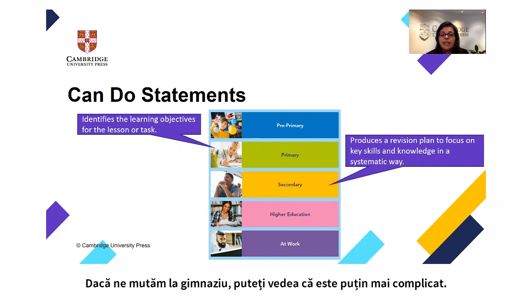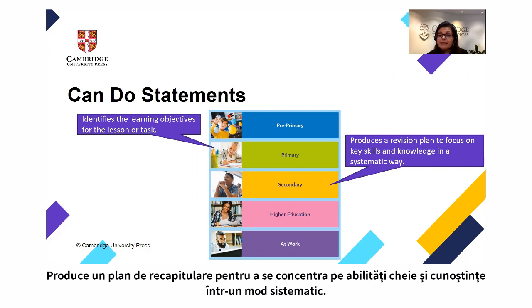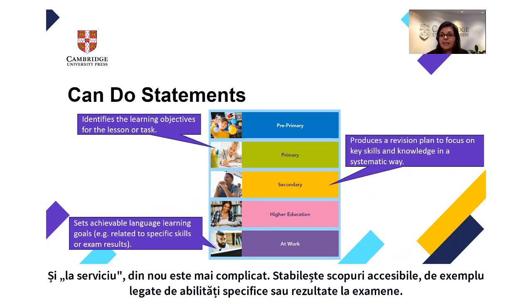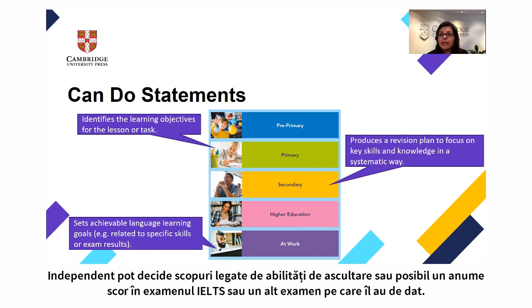If you move on to secondary, you can see it gets a bit more complicated: produces a revision plan to focus on key skills and knowledge in a systematic way. And then at work, again, it's a little bit more in-depth and complicated: sets achievable language learning goals, for example, related to specific skills or exam results. So they might independently be making some goals related to their listening skills, or perhaps getting a certain score on an IELTS exam or another exam that they're sitting.